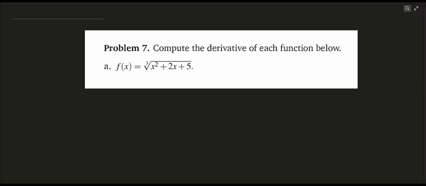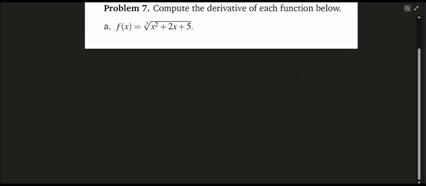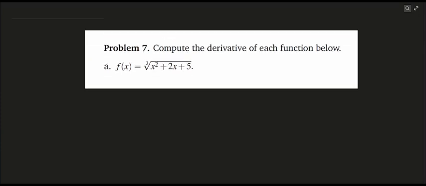Okay, everyone, now comes the turn of problem 7a. Compute the derivative of each function below. So let's see what we can do. f of x equals the cube root of x squared plus 2x plus 5. As you'll recall, derivatives like powers. They do not like roots. That's what we want to see when we do derivatives. We want to see powers.